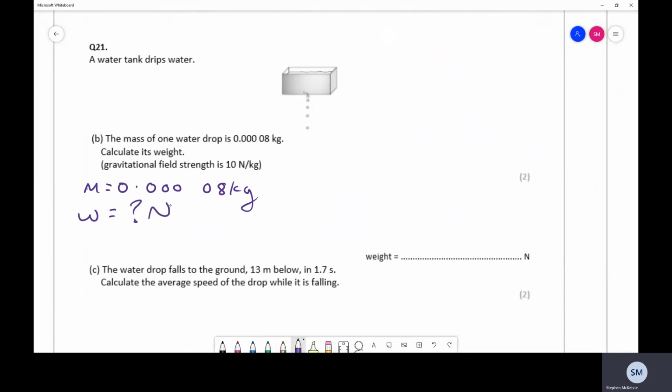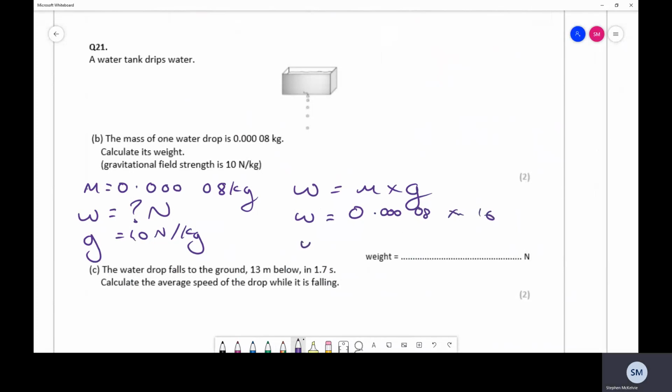I don't know how many newtons. Gravitational field strength is equal to 10 newtons per kilogram. I will write down that weight is equal to mass multiplied by gravitational field strength. I will substitute that mass is equal to 0.00008 times 10, giving me my weight equal to 0.0008 newtons.